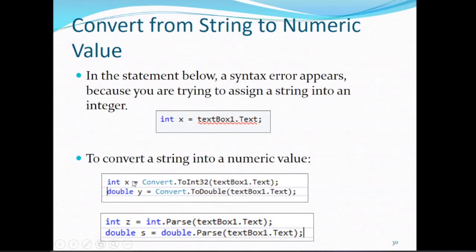So how to convert this? int x is equal to Convert. இந்த capital C அதெல்லாம் அப்படியே போடணும்பா. மாத்தி போட்டா it won't work. These are all built-in words, not keywords. So Convert dot ToInt32, அதாவது இந்த T, இந்த I, இந்த C எல்லாமே capital ல இருக்கணும். ToInt32 text box 1.text. So this is how we can convert a string into a numeric value. Otherwise இப்படி நீங்க பண்ணலாம்: int dot Parse text box 1.text. So this is one method and this is another method for converting a string into a numeric value.